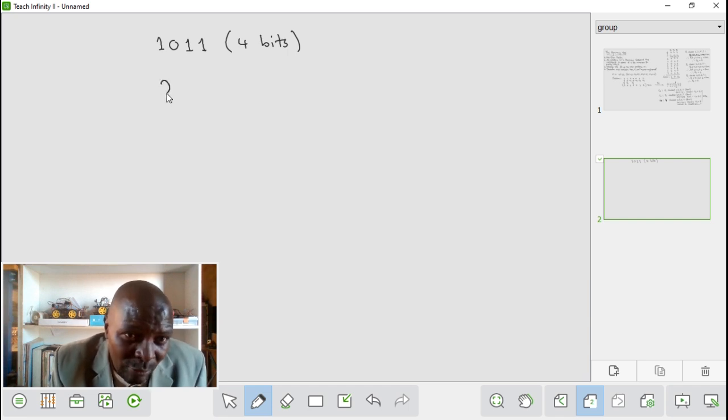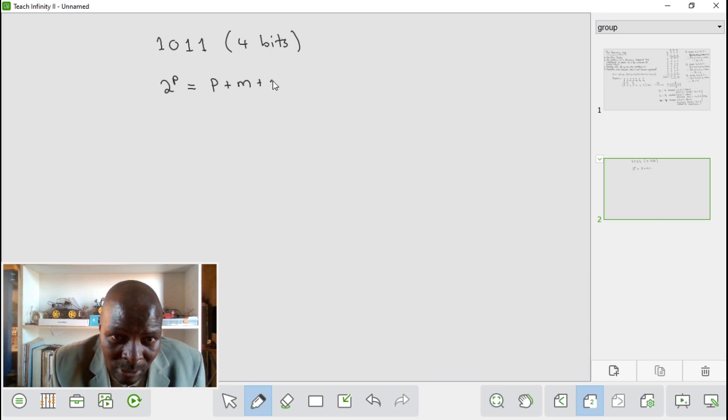So the formula we have is 2 to the power of p is equal to, remember we've got the parity bits themselves, the number of parity bits, plus the number of message bits plus 1. Oh, it's not equal to, rather it is equal to or greater than. Greater than or equal to.